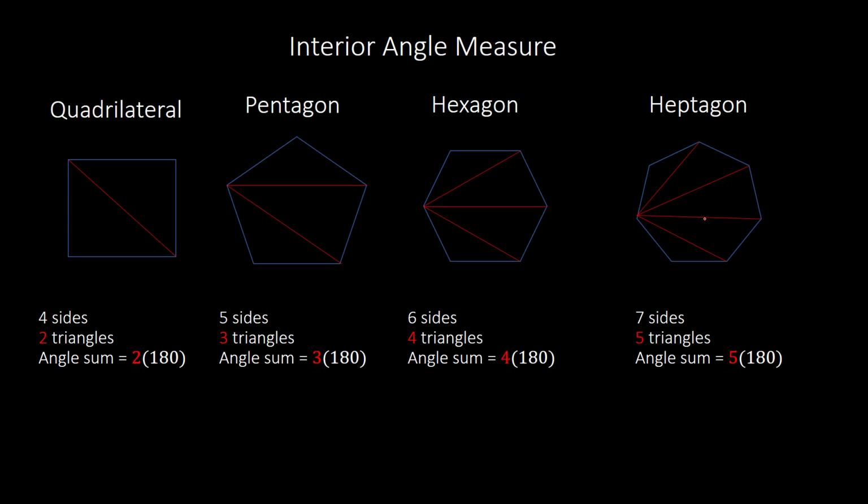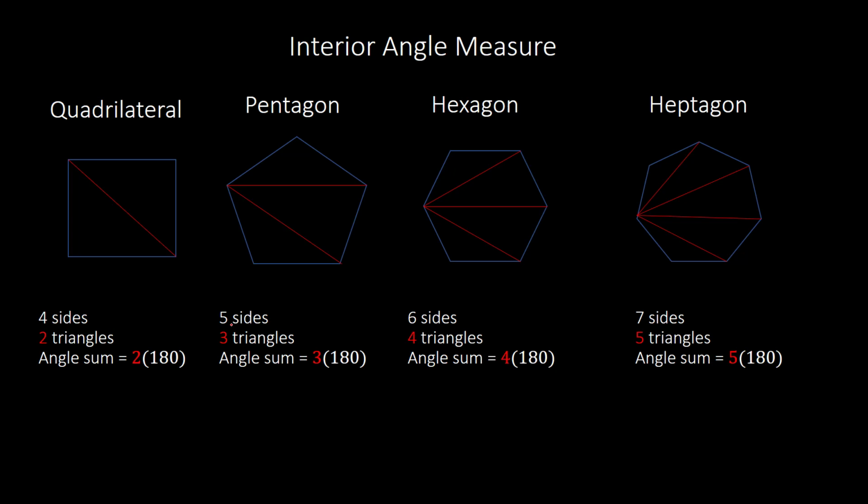And this can be extended to any number of sides in the polygon. So not only for 4, 5, 6, or 7 sides, but it could be for 8, 9, 10, or 100 sides. Our objective here is to see a pattern so that we can find the angle sum just by knowing the number of sides. So notice, if we have 4 sides, we have 2 triangles. 5 sides, 3 triangles. 6 sides, 4 triangles. 7 sides, 5 triangles. The number of triangles that are created will be 2 less than the number of sides that we have.